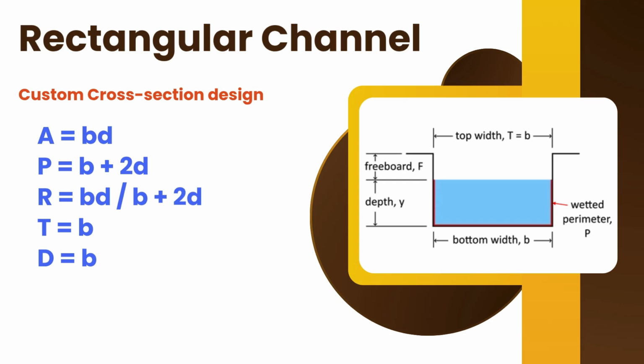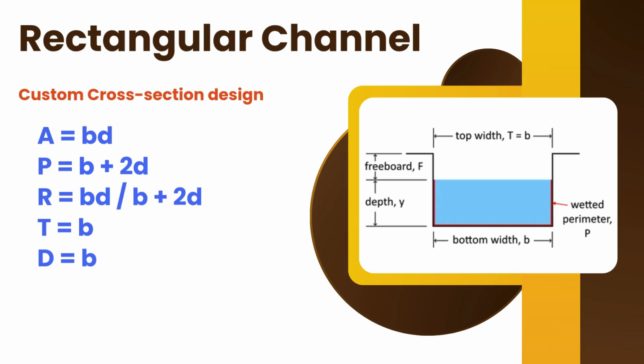There are 2 key formula sets you should know. 1. Custom cross-section design. This set of formulas is used when you're working with any general rectangular section. It includes how to calculate the flow area, the wetted perimeter, bottom width, and the hydraulic radius, which are all critical when determining how fast and how much water the channel can carry.